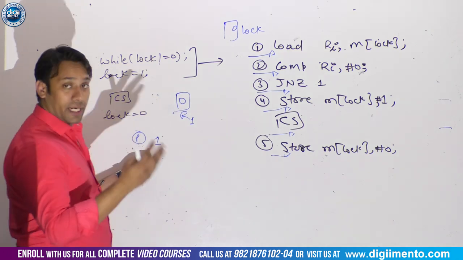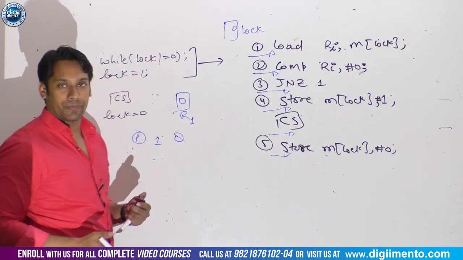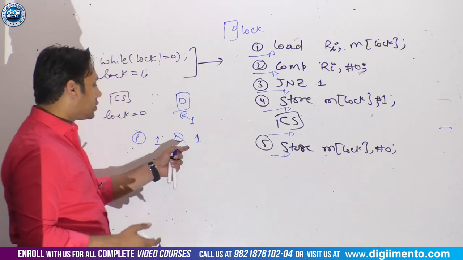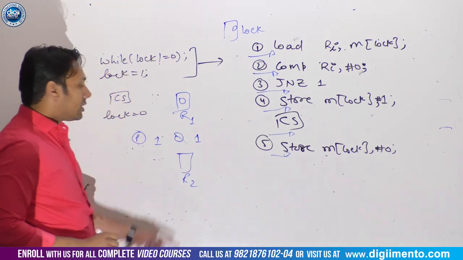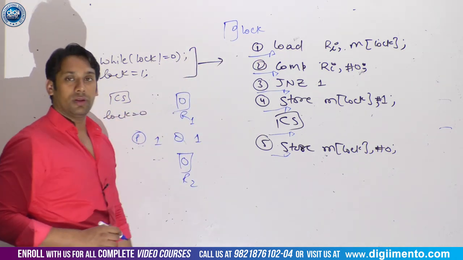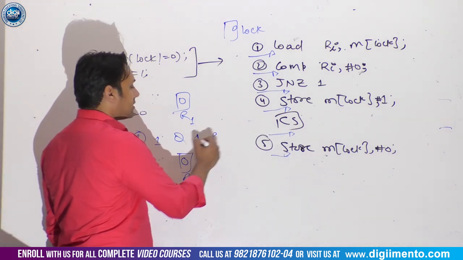Let us assume there is a preemption after this. Preemption happens, and the CPU is given to process Q. Now process Q will also execute line number 1. Process Q will have its own local register, let us assume the register is R2. Now process Q will also store the value of lock inside this register. Correct? After this, the CPU is again given to process P.